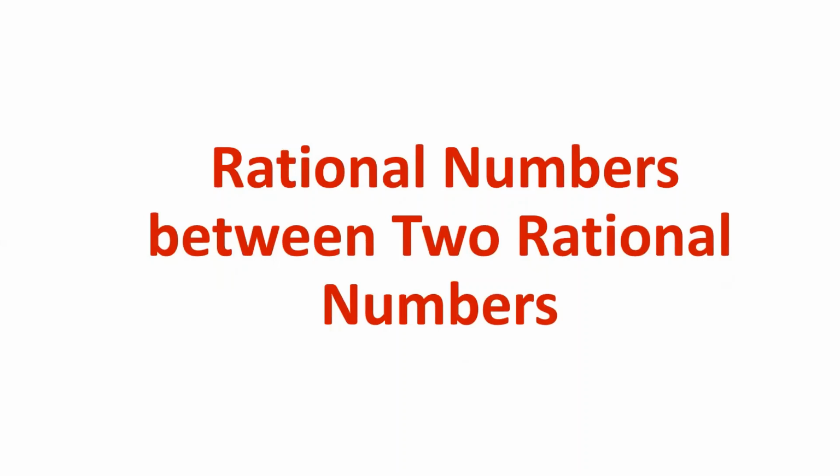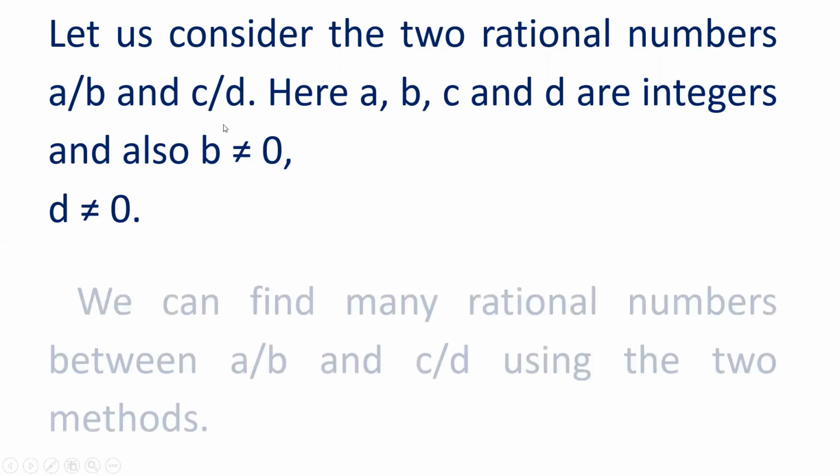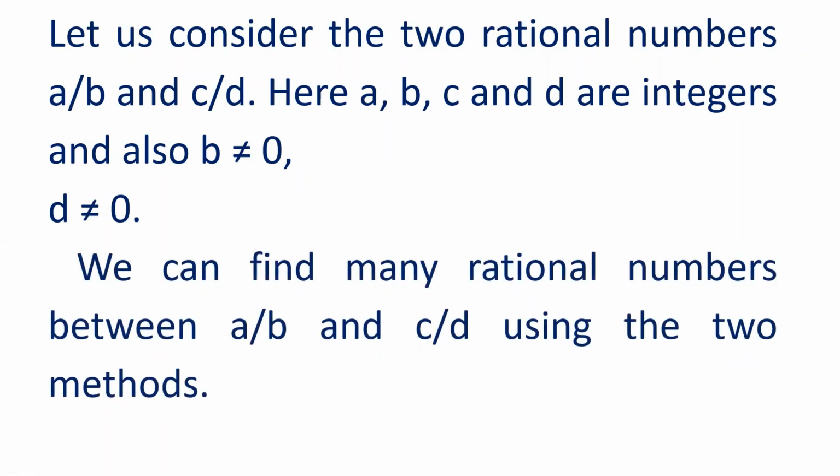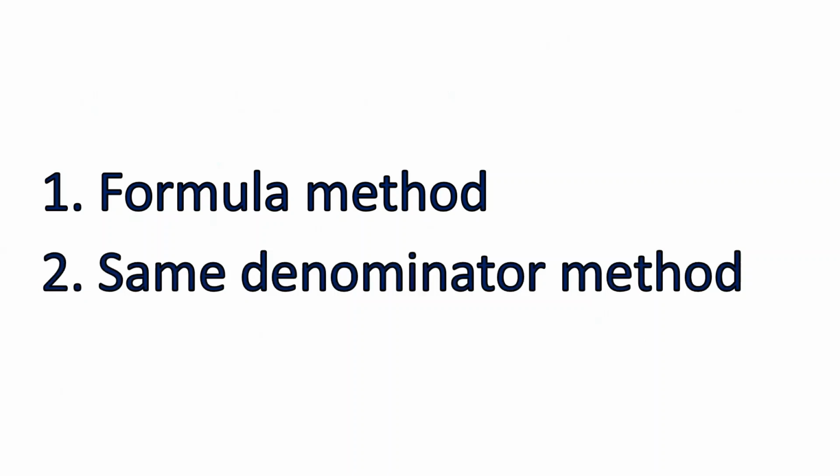Today's session, we are going to learn about rational numbers between two rational numbers. Let us consider two rational numbers a upon b and c upon d. Here a, b, c and d are integers and b and d, being in the denominator, are not equal to 0. Then we can find many rational numbers between a upon b and c upon d using two methods. First is the formula method and second is the same denominator method.